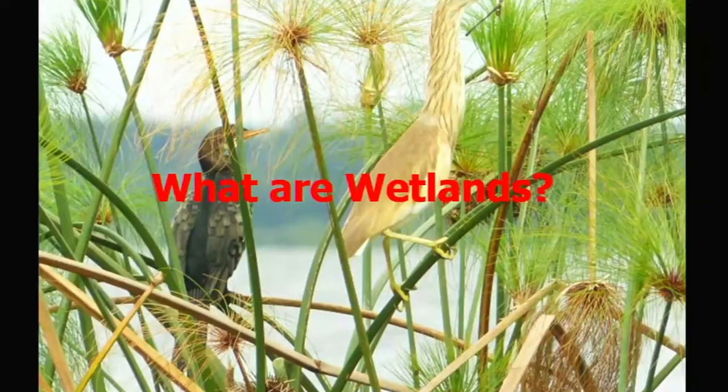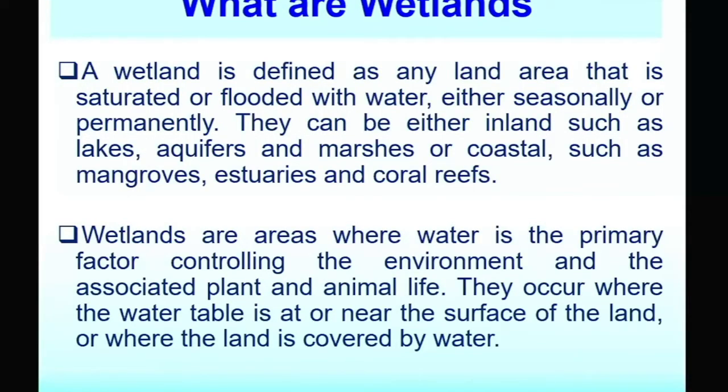What are wetlands? Wetlands are defined as any land area that is saturated or flooded with water, either seasonally or permanently. They can be inland, such as lakes, aquifers, and marshes, or coastal, such as mangroves, estuaries, and coral reefs. Another definition of wetland is an area where water is the primary factor controlling the environment and the associated plant and animal life. They occur where the water table is at or near the surface of the land, or where the land is covered by water.